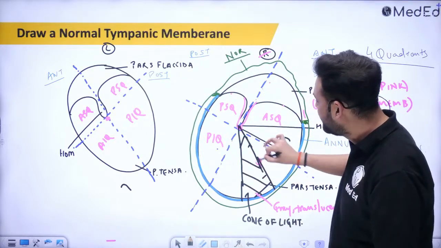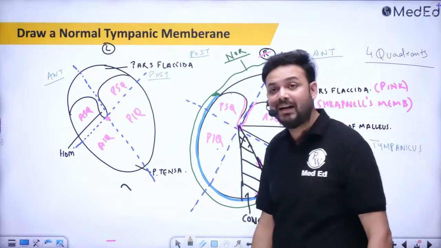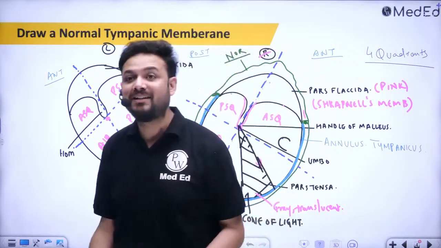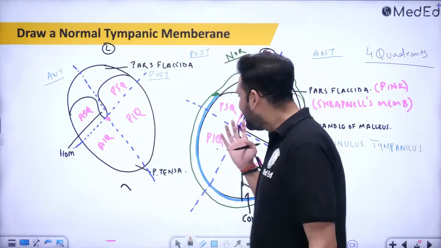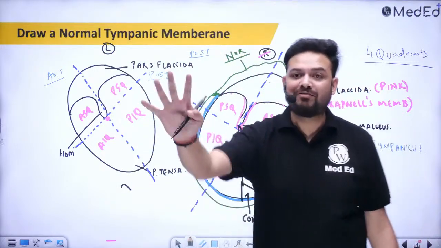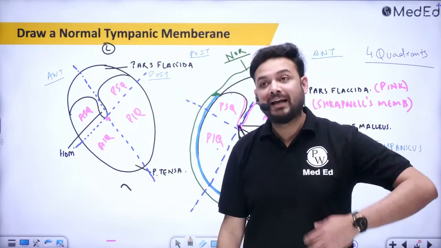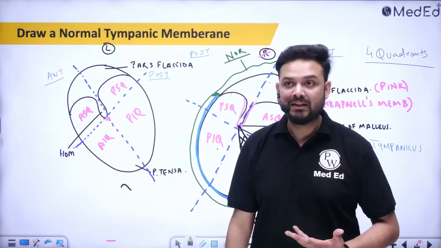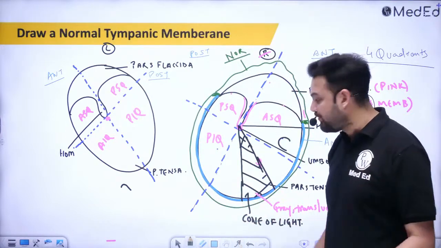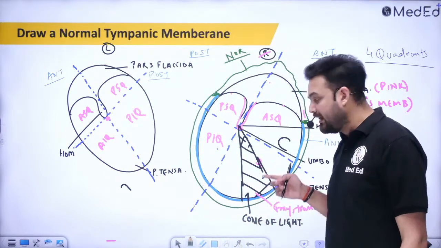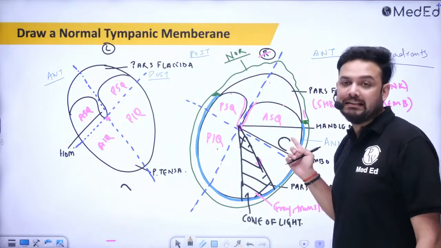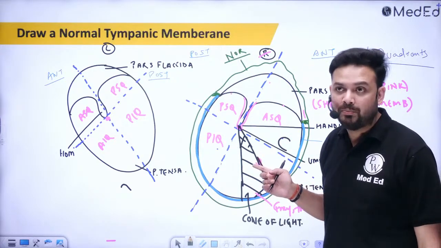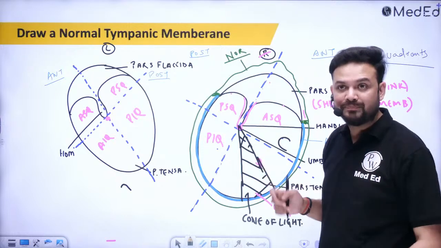A well formed cone of light means my tympanic membrane as well as my middle ear is healthy. Are we understanding? So the tympanic membrane is like a reflection of my middle ear. It will tell me about the health of the middle ear compartment. The cone of light is formed in the antero-inferior quadrant. In the antero-superior quadrant, we will see a shadow of the eustachian tube, which is black colored.